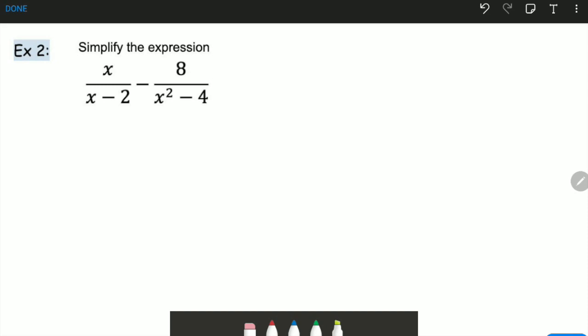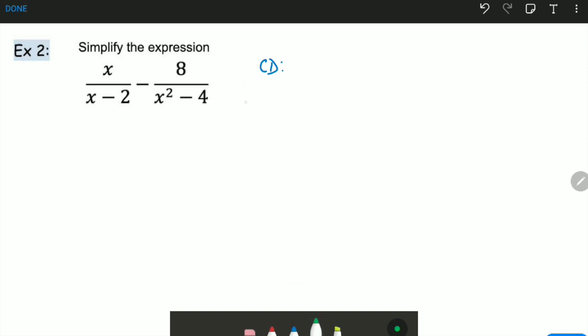Okay, in this example, we're going to be simplifying the expression x over x minus 2 minus 8 over x squared minus 4. Now, we're going to have to find the common denominator first to do this. As a reminder, though, before we start, remember that we are assuming non-zero denominators, which means we don't have to worry about the restrictions as we go through.